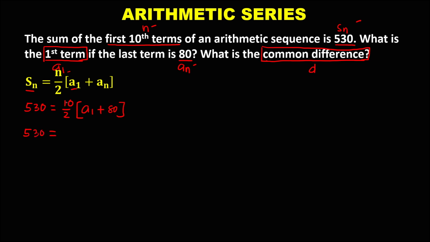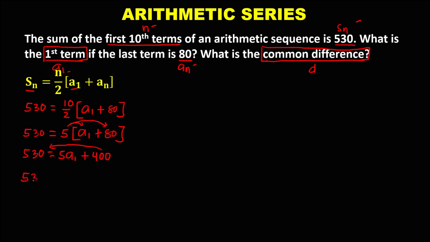530, then equals this 10 divided by 2, this is equal to 5, then times A sub 1 plus 80. Then we have 530 equals, so distribute. So this becomes 5 times A sub 1, then 5 times 80, this is 400.